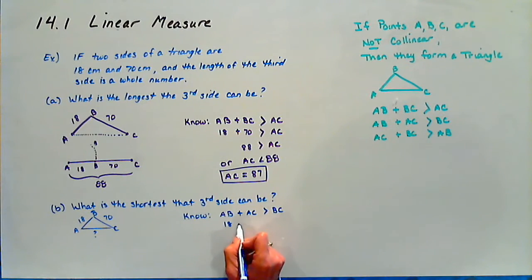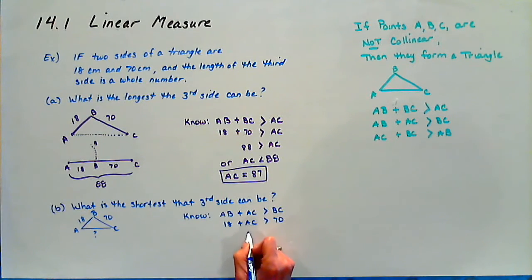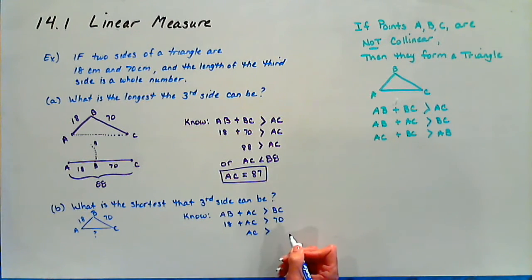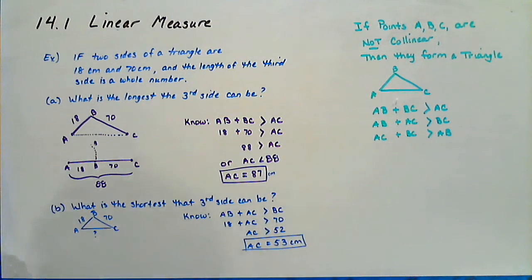I know AB is 18. I don't know AC, but I know the sum has to be greater than 70. So if I subtract 18 from both sides, I know that AC has to be greater than 70 minus 18, which is 52. Again, in this case, what's the smallest whole number greater than 52? It must be 53 centimeters. This should also be centimeters. So that's how we can use that triangle sides theorem.